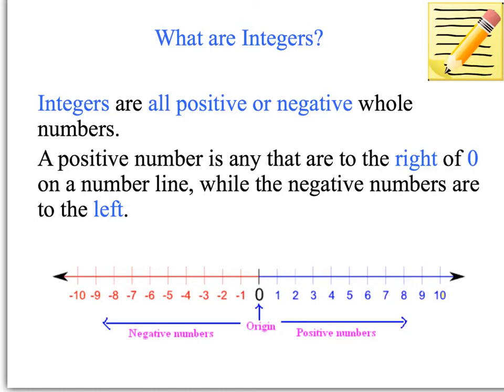A positive number is any that are to the right of the zero on a number line, while to the left we talk about negative numbers, and that's probably something you haven't really worked with a lot up until this stage, so we're going to start dealing with that now. So please write this down so that you understand the difference.